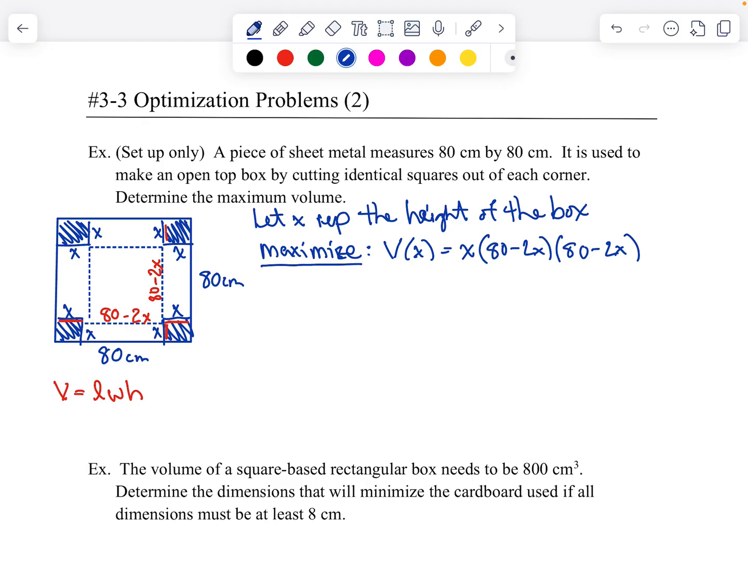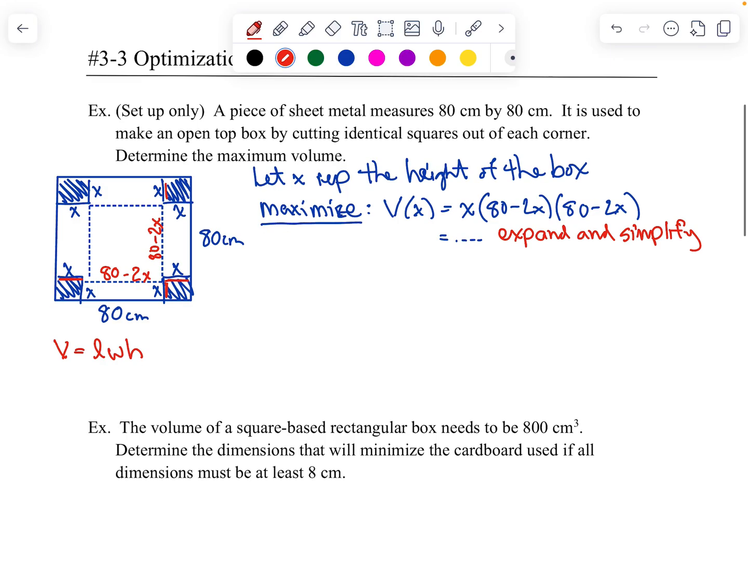Now, if we were doing this as we were in our last lesson, we're doing setup only, so I'm not going to do all the work here, but keep in mind that our next step would be then to expand and simplify all of this. And that would give us our equation.